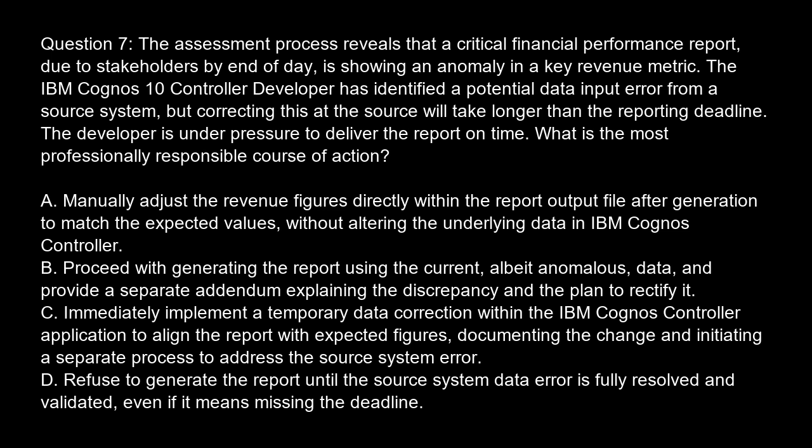Option A. Manually adjust the revenue figures directly within the report output file after generation to match the expected values, without altering the underlying data in IBM Cognos Controller. Option B. Proceed with generating the report using the current, albeit anomalous data, and provide a separate addendum explaining the discrepancy and the plan to rectify it. Option C. Immediately implement a temporary data correction within the IBM Cognos Controller application to align the report with expected figures, documenting the change, and initiating a separate process to address the source system error. Option D. Refuse to generate the report until the source system data error is fully resolved and validated, even if it means missing the deadline.